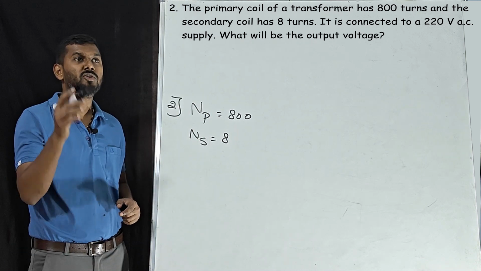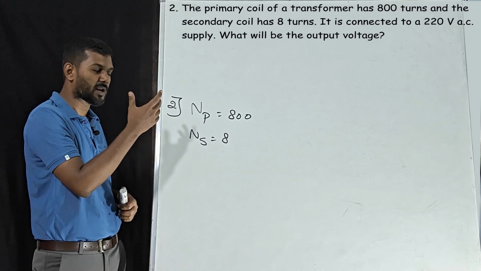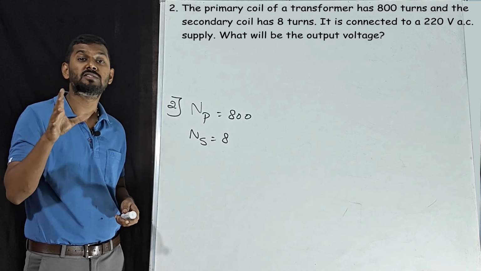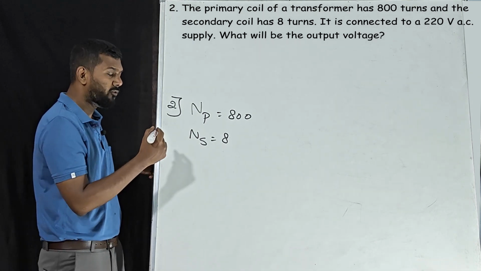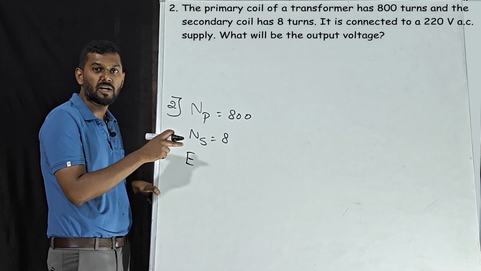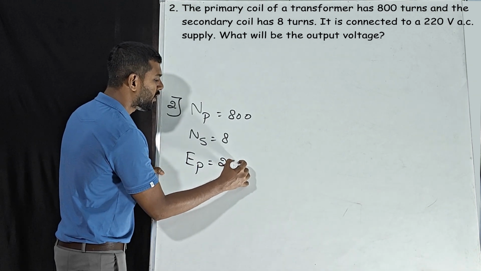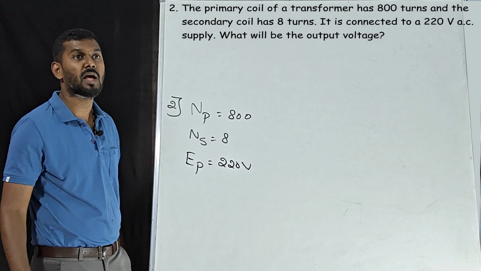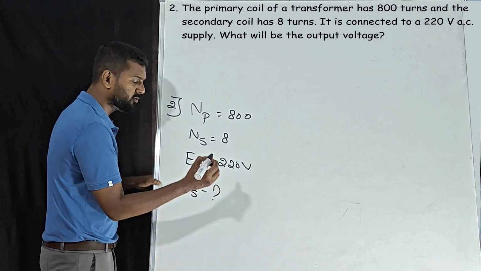And it is connected to a 220 volt AC supply. Whatever connection we make to the transformer is always towards the primary. So the primary connection is 220 volts. For voltage, we use the symbol E when it comes to transformers. So the voltage at primary is 220 volts. And what will be the output voltage? The voltage at secondary we have to find.